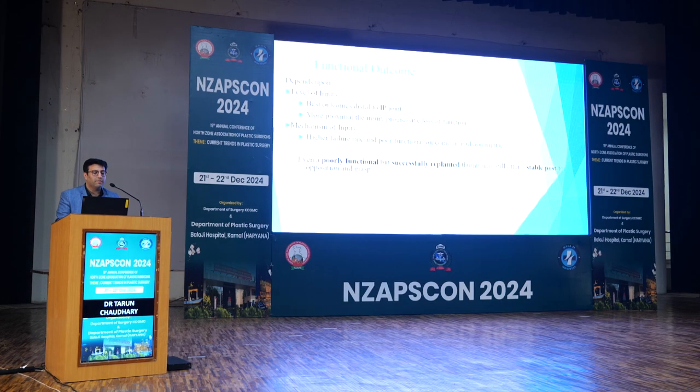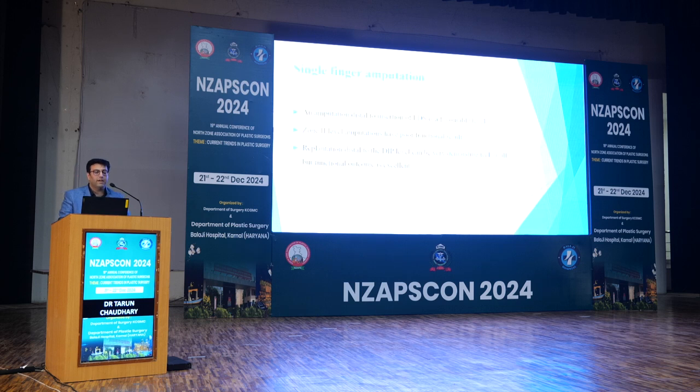So the functional outcome depends upon the level of injury. Best outcomes are for injuries distal to the IP joint. The more proximal the injury, there is progressive loss of function. And the point is that if the implant is successful but the function is poor, we still have a stable post for opposition and grasp.